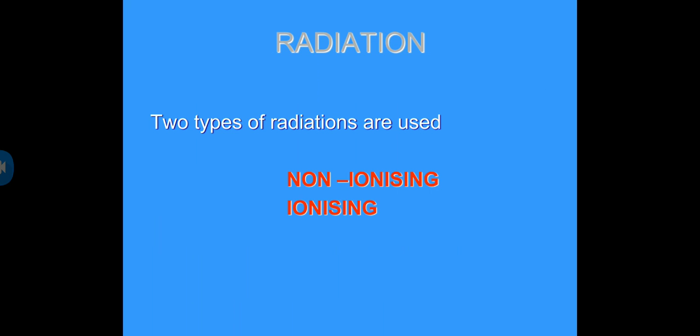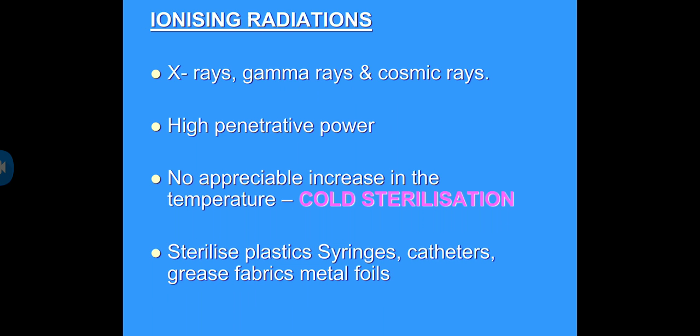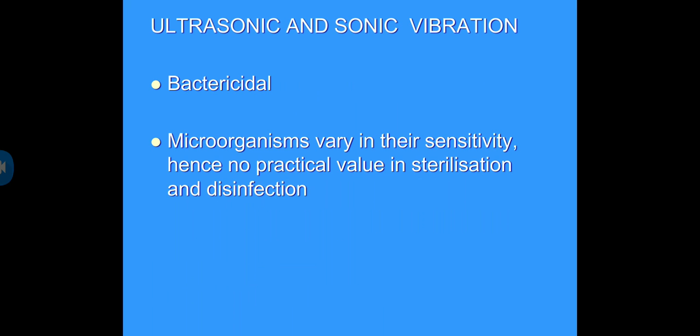Radiation is of two types, non-ionizing and ionizing radiation. In non-ionizing radiation, it is absorbed as heat and can be considered like hot air sterilization, for example UV rays. Another one is ionizing radiation. X-rays, gamma rays and cosmic rays are used. It is also called cold sterilization. Here it sterilizes plastic, syringes, catgut, grease, fabric, metal foils, etc. Ultrasonic and sonic vibrations are bactericidal to microorganisms. They vary in their sensitivity, hence have no practical value in sterilization and disinfection.